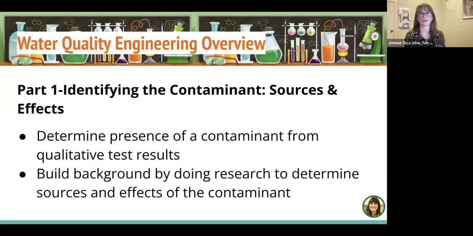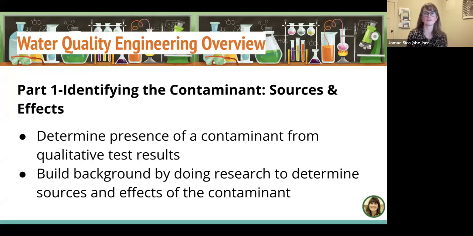And we don't actually go out to the water sources and collect samples because we really only want students' water samples to test positive for one particular contaminant. So we make all the samples so that they only test positive for one particular contaminant. They determine the presence of that contaminant, usually from a test kit or a basic chemical reaction.